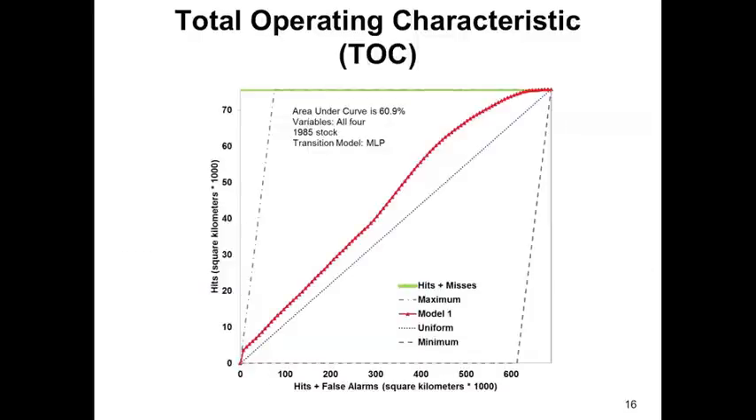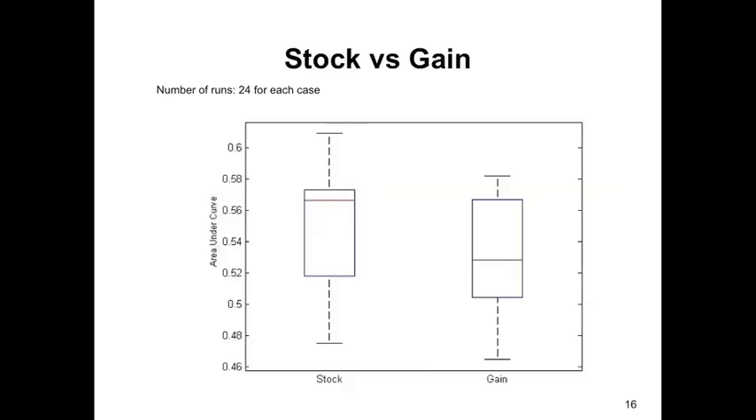This is the total operating characteristic curve with all 4 variables using the stock of built in 1985 and using the MLP method. This plot shows an area under the curve, which is 60.9% for this example. We have used area under the curve, or AUC, for analyzing our model performances.